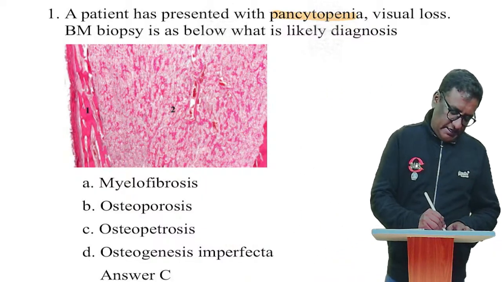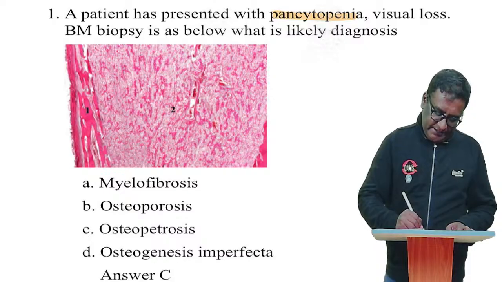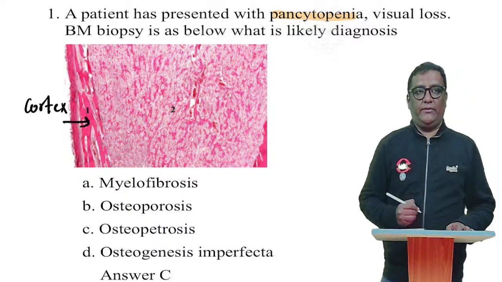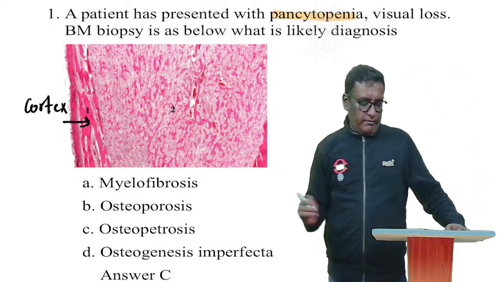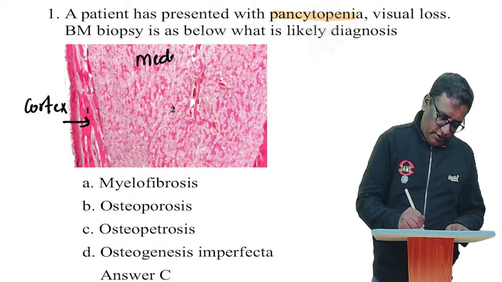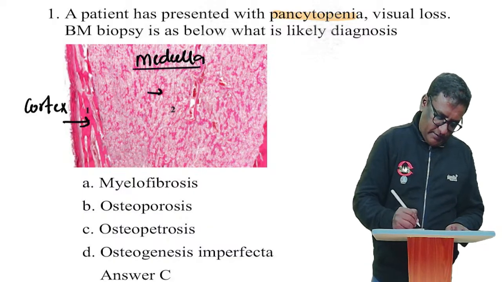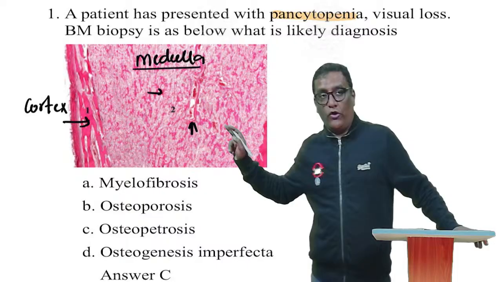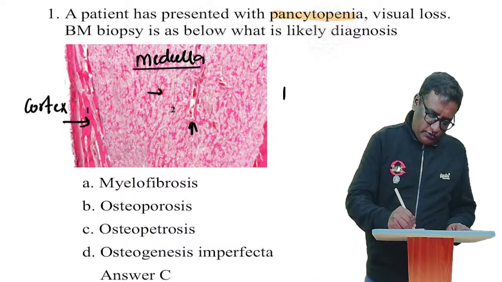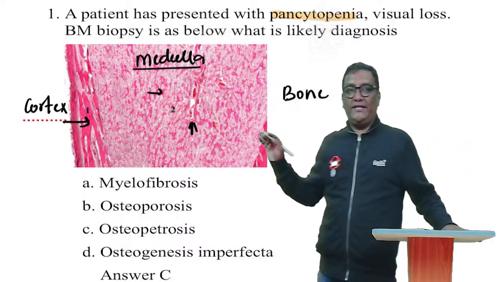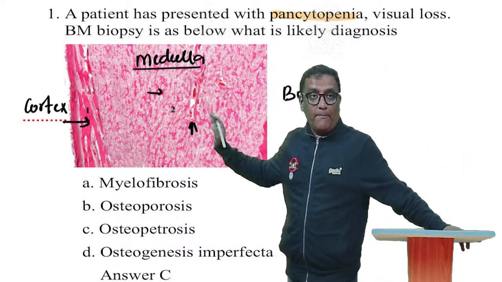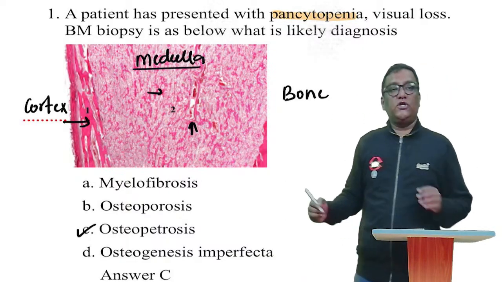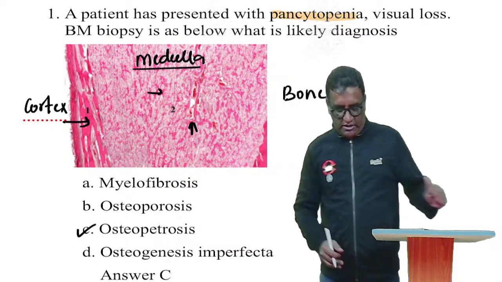So look, what am I seeing in this bone marrow examination here? I can see this is the cortical bone, your cortex. I can label it. This is your cortex and this should be your medulla. And in the medulla, this pink material that you are seeing is all bone. Osteoid is there. So in the medulla there is bone, which means even the medullary cavity is filled with bone. If the medullary cavity is filled with bone, what is the diagnosis? Osteopetrosis.